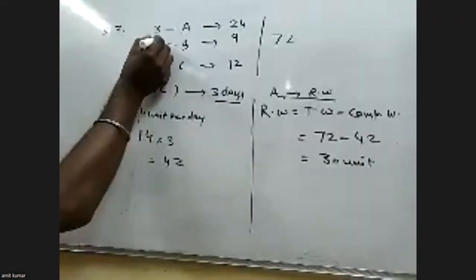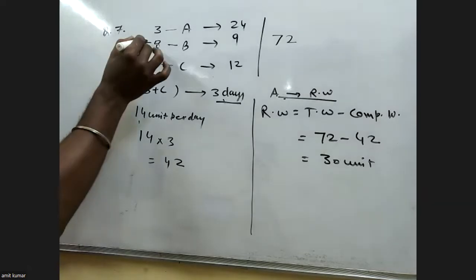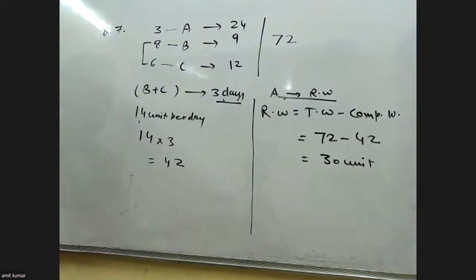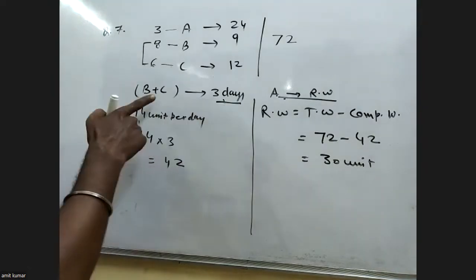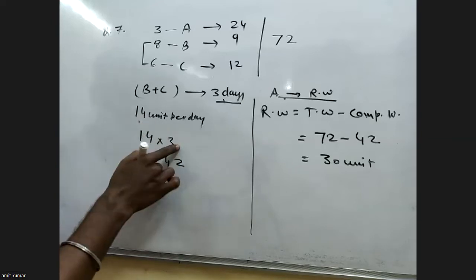Okay. So now B plus C start working together. They work for 3 days. That is mentioned in the question. If they have worked for 3 days, within a day they are making 14 units. So within 3 days of working, they will complete how many units? If you make 14 units in one day, how many will you make in 3 days? 42, right?